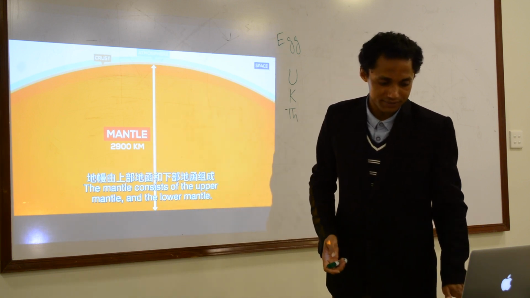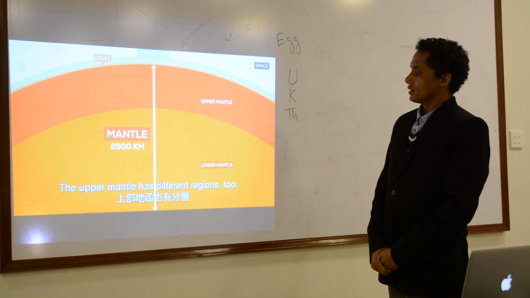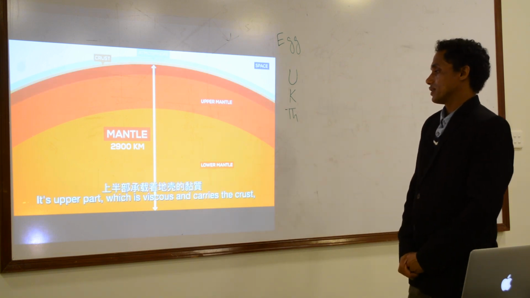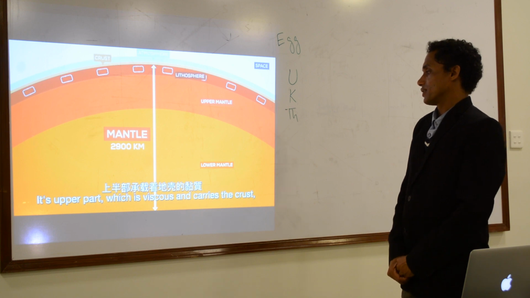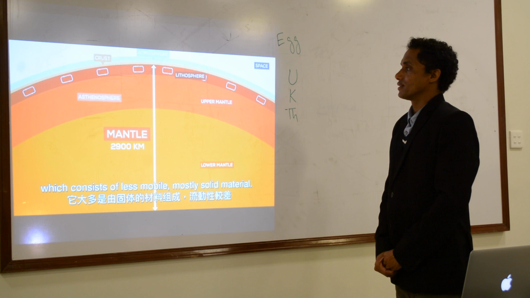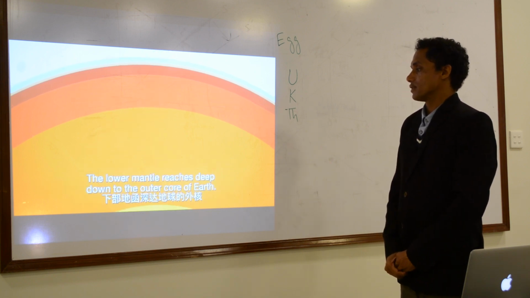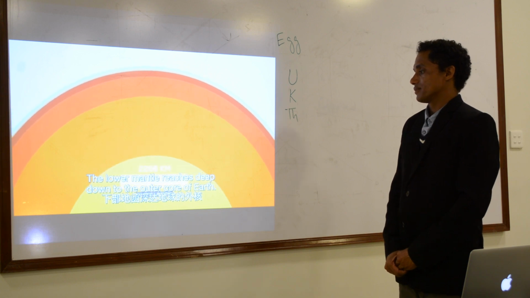Please keep watching. The mantle consists of the upper mantle and the lower mantle. The upper mantle has different regions too. Its upper part, which is viscous and carries the crust, is called the lithosphere. After that comes the asthenosphere, which consists of less mobile, mostly solid material. The lower mantle reaches deep down to the outer core of Earth.